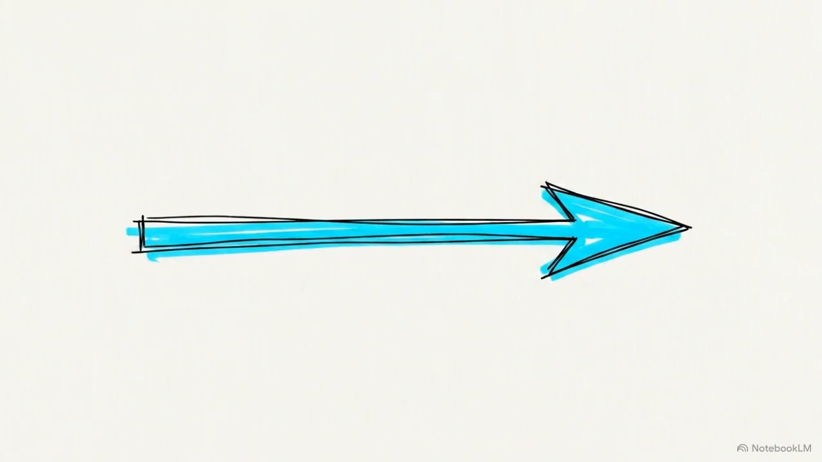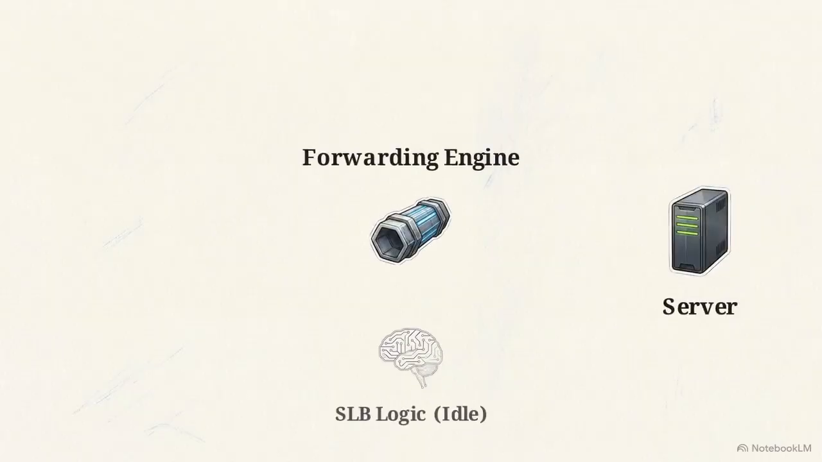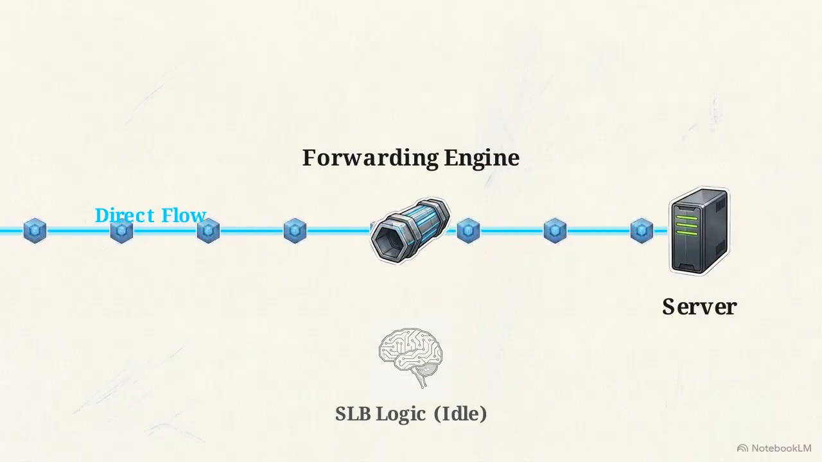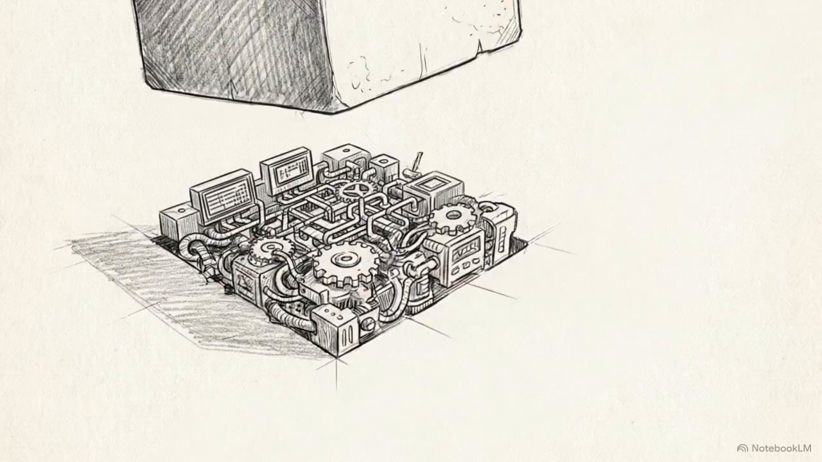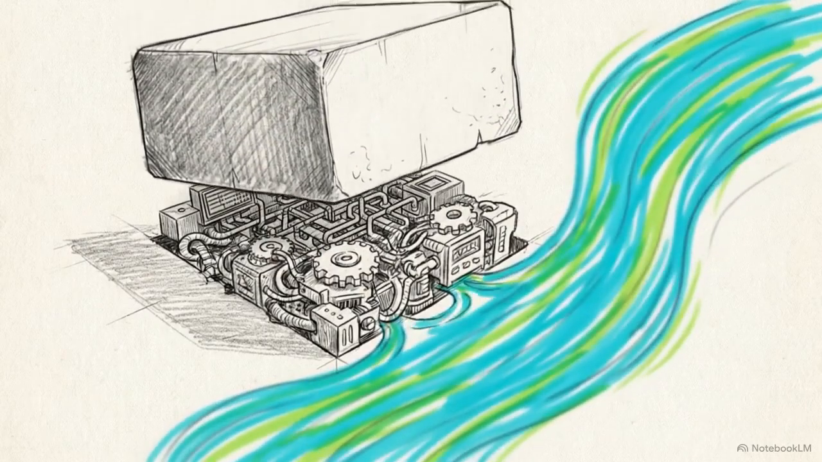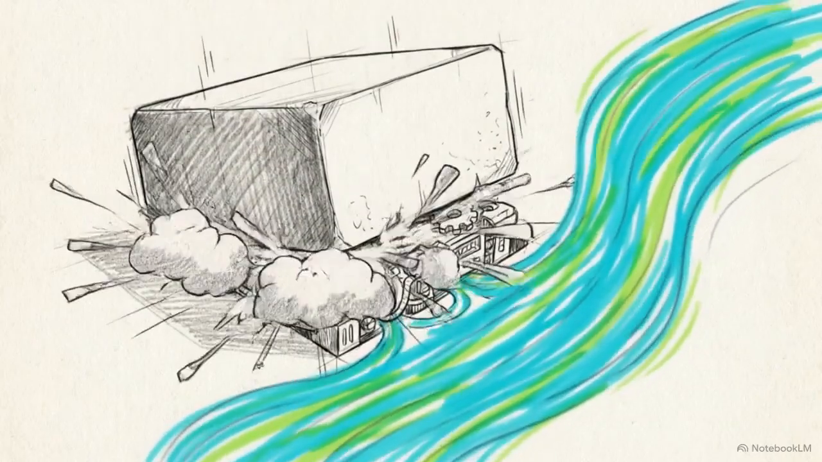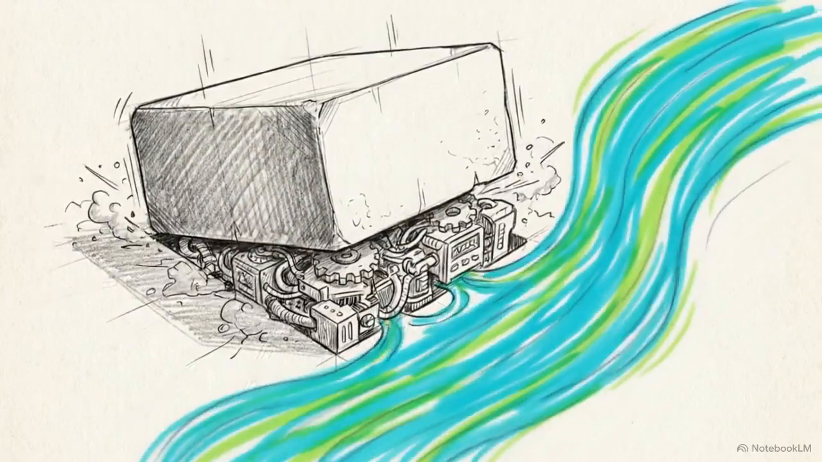From this point on, the system engages a direct flow optimization. All subsequent data packets sent by the client bypass the SLB logic completely, streaming straight through the forwarding engine to the server. By cutting the logic engine out of the continuous data stream, the architecture entirely eliminates the telemetry bottleneck for the majority of the connection's lifespan.